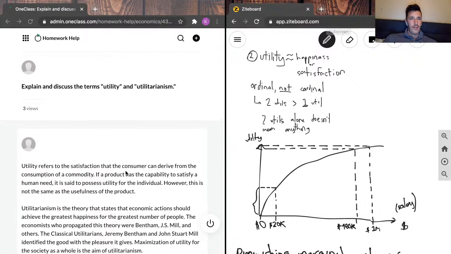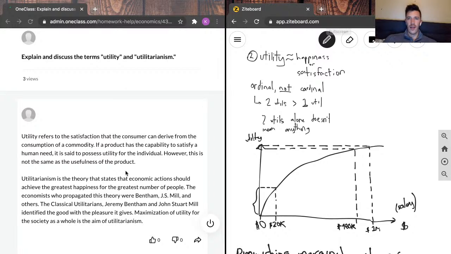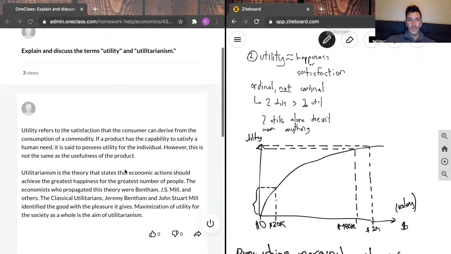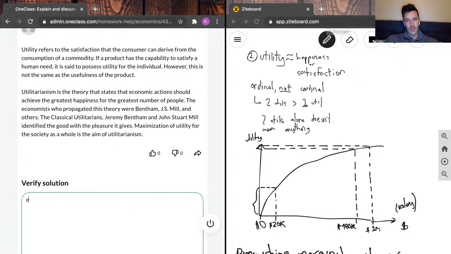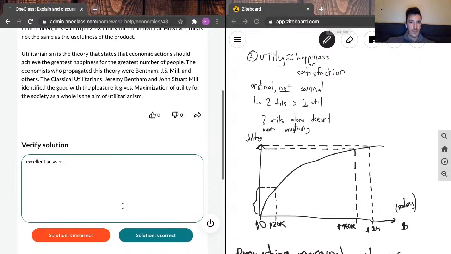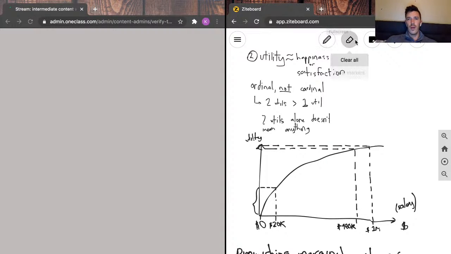Cool. Trying to think if there's anything else I might add. I don't think there is. I think remembering that it's ordinal and not cardinal is important. It took me a while to probably properly conceptualize utility. But we can now move on. Question 3.